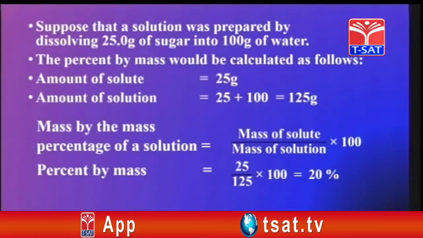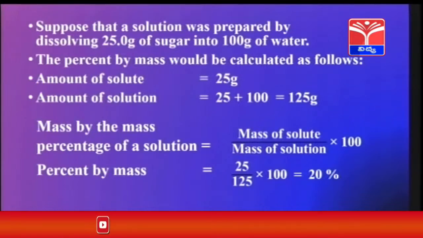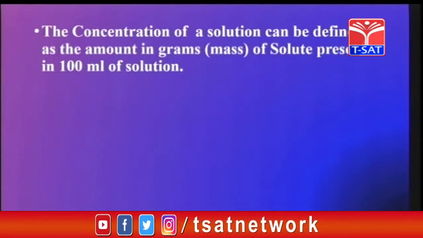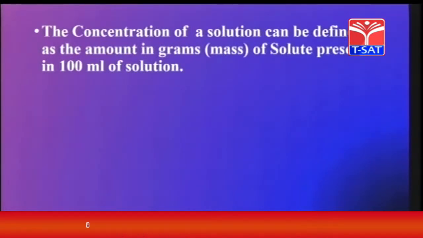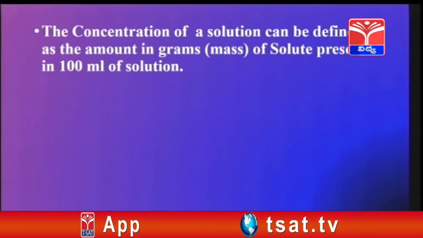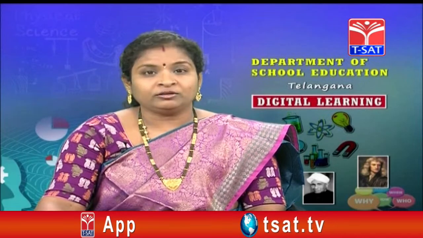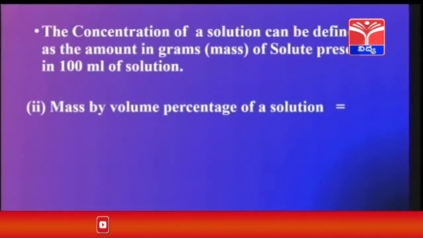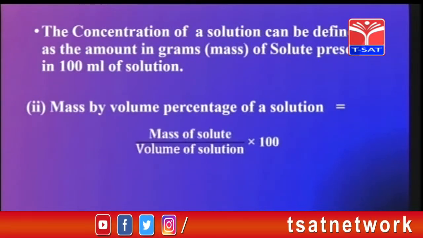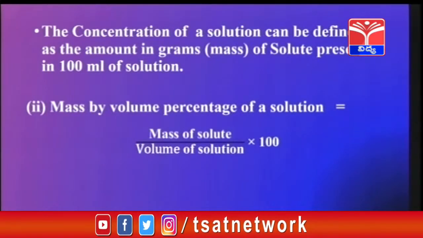We call it 20% mass by mass percent of solution. Mass by volume percentage: the concentration of a solution can be defined as the amount in grams of solute present in 100 ml. As I told you, it is mass by volume percentage. So we are taking the volume of the solution into consideration. What is the formula? Mass of the solute by volume of the solution into 100.